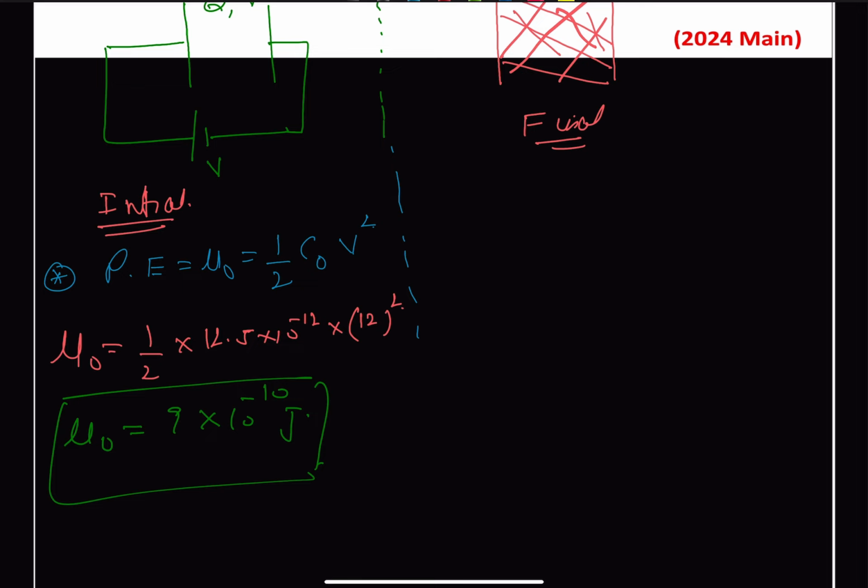And the charge is going to remain the same. So we can find out the final energy. So we can say charge remains constant.